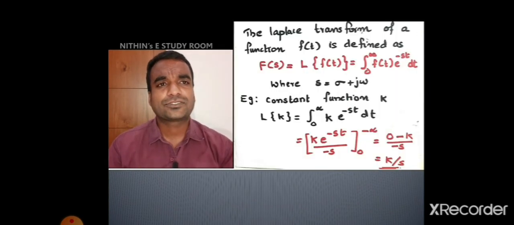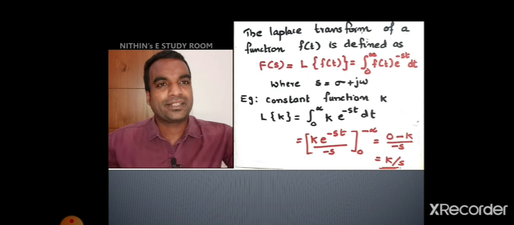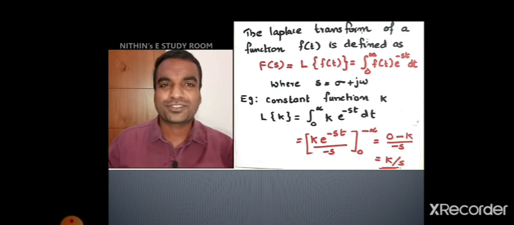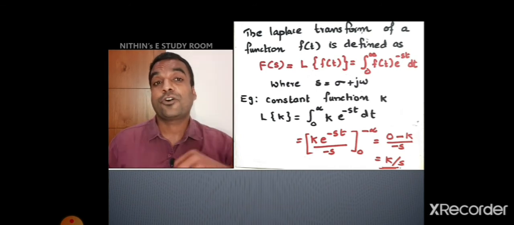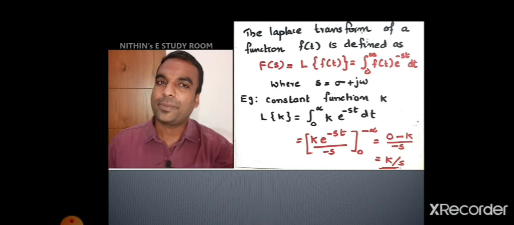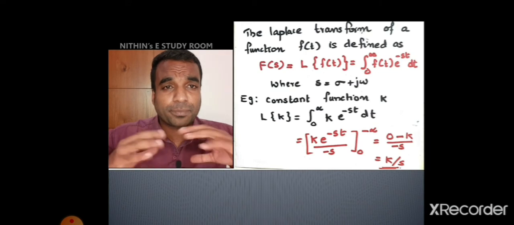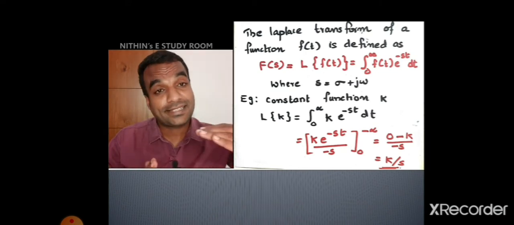So the Laplace transform of a function f of t is defined as, what is f of t? Function of time. So now it is in time domain. Now we want to convert that to frequency domain. So what will we call that term in frequency domain? Function of frequency domain or function of S. S is nothing but a complex variable containing sigma plus j omega. So we want to convert f of t from time domain to frequency domain. So F of S is nothing but the Laplace transform of f of t.